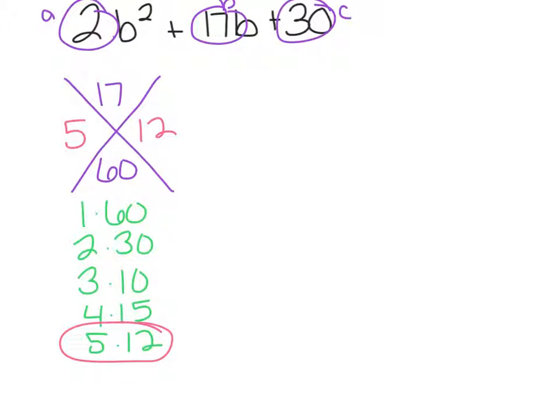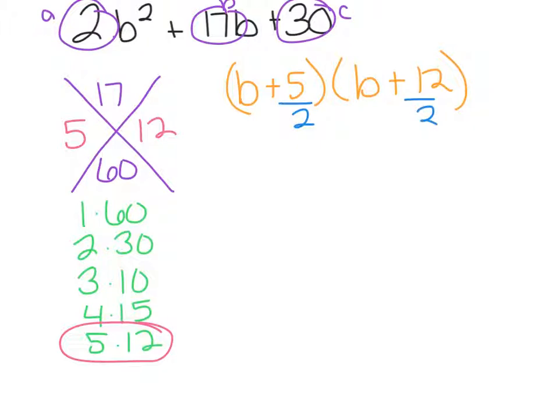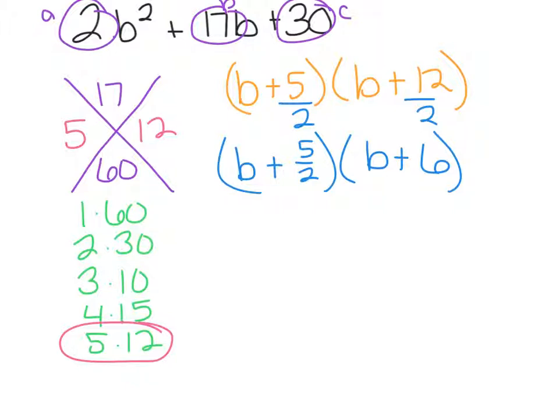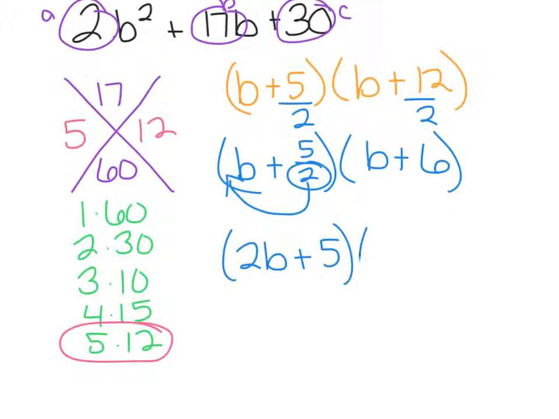Now we can use that to write our two pairs. B plus 5, b plus 12. Now we need to divide both by a, and a is 2. So that simplifies to b plus 5 over 2 and b plus 6. Now we're going to slide the 2 over here. So 2b plus 5 and b plus 6.